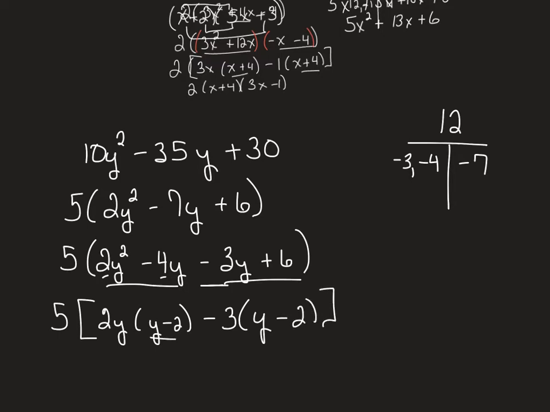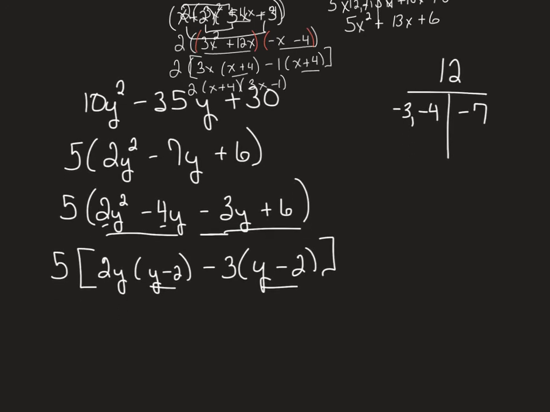See, these should always match if you've done it correctly. So we'll have 5 times y minus 2 times 2y minus 3. And again, it doesn't matter whether we say 5 times 2y minus 3 times y minus 2 or we do it the way that I have it written. Either way is fine. Okay, let's do another one.